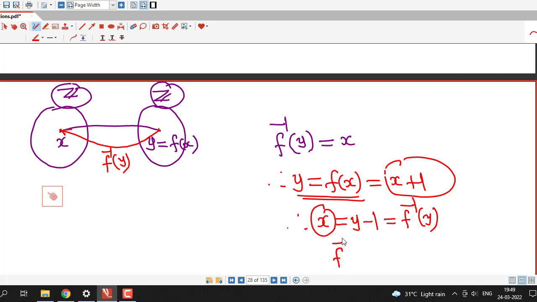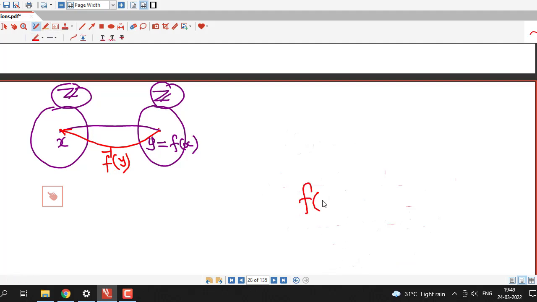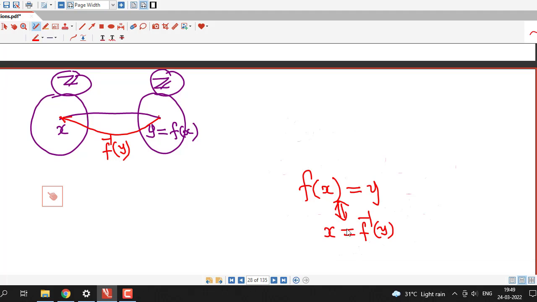So we obtain that f inverse of y equal to y minus 1. So we are just using the definition of inverse function. If f(x) equal to y, then we are just using this definition. If y is the image of x, then x is the image of y under f inverse. This is the definition of inverse function if f is 1-1 and onto.